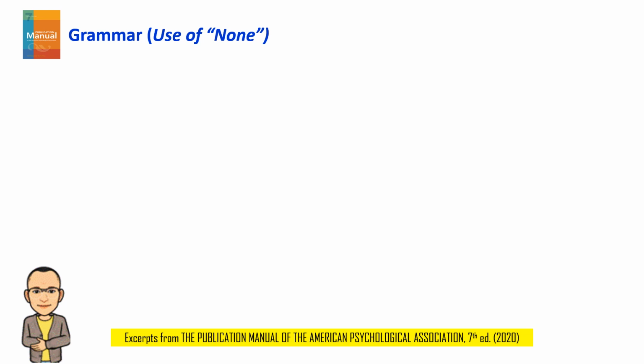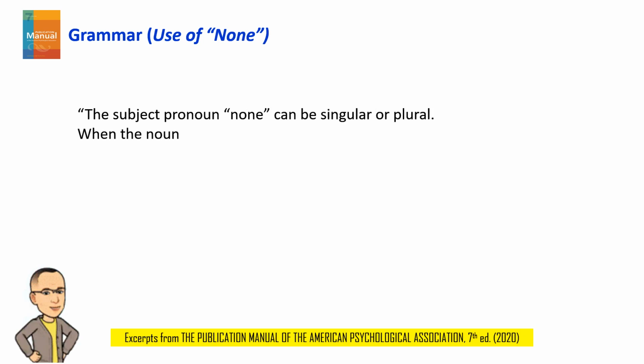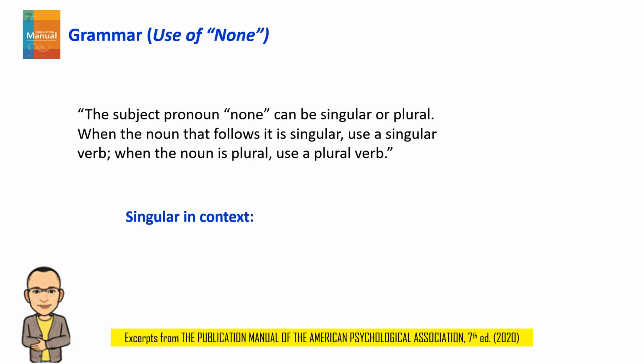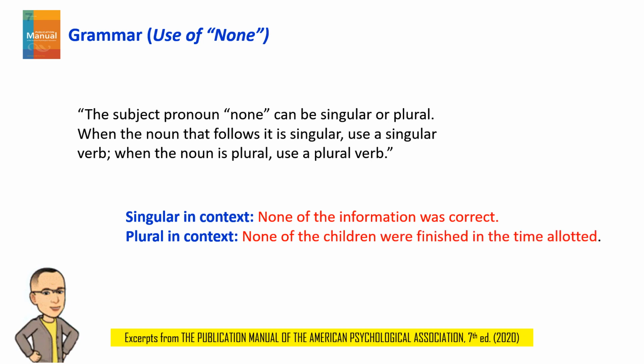The use of "none." The APA manual explains that the subject pronoun "none" can be singular or plural. When the noun that follows it is singular, use a singular verb. When the noun is plural, use a plural verb. For instance, when used in a singular context, it is correct to say, "none of the information was correct." In a plural context, it would be appropriate to say, "none of the children were finished in the time allotted."